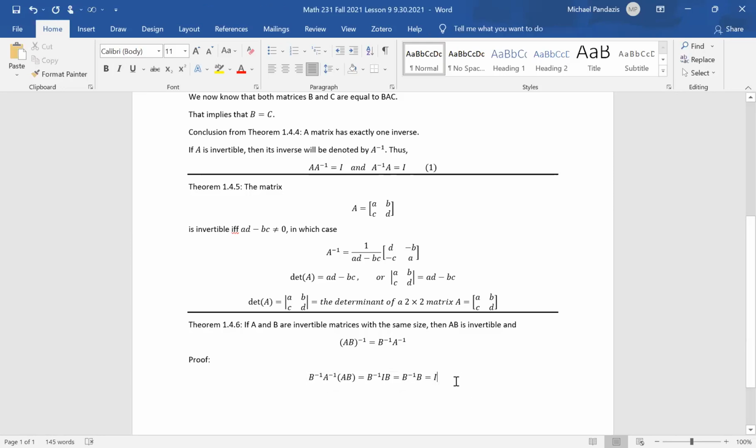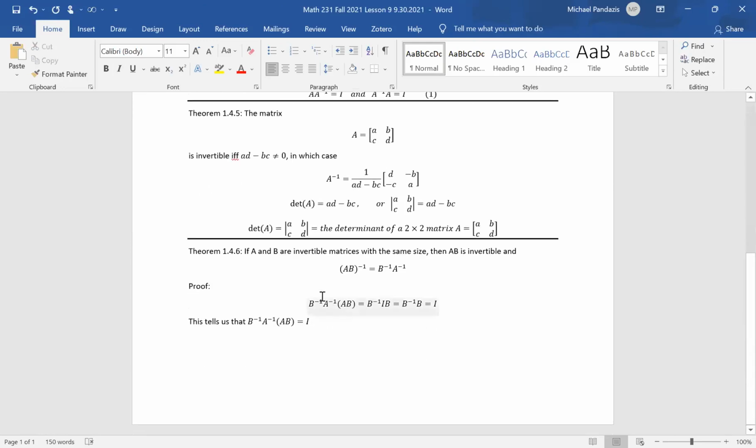And so what we just showed is that B inverse A inverse AB is equal to I, right? So B inverse A inverse, as a matrix, is itself a matrix, and you're multiplying on the left of AB, and you're getting I.